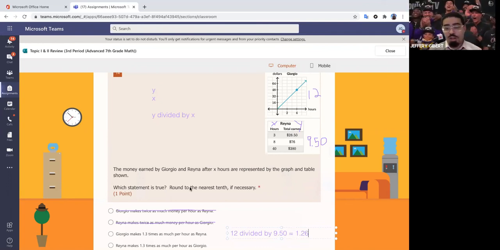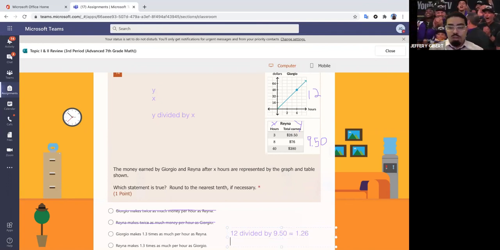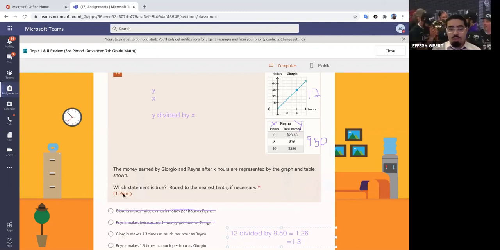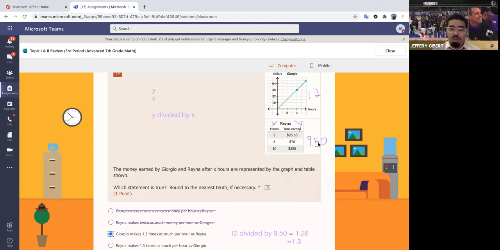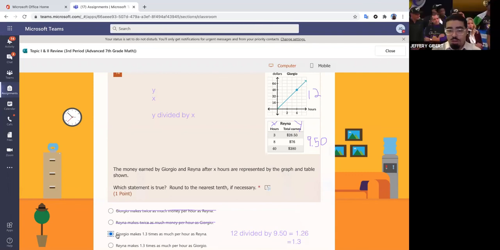Since it says round to the nearest tenth, the 6 tells us that the 2 is going to move up to a 3. So it's going to be 1.3. So it looks like Giorgio does make 1.3 times as much as Reina. To find out how many times more somebody makes than the other person, you have to do the person that makes more divided by the person that makes less. And that's why it's Giorgio and not Reina, because the answer goes with the one that makes more.